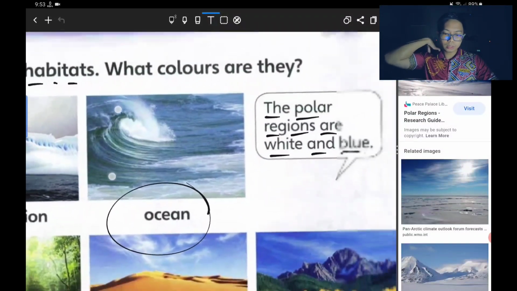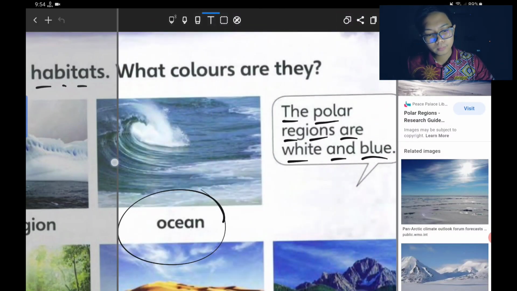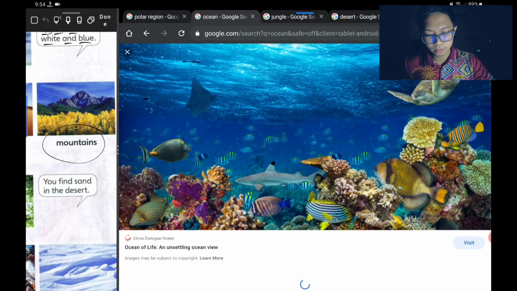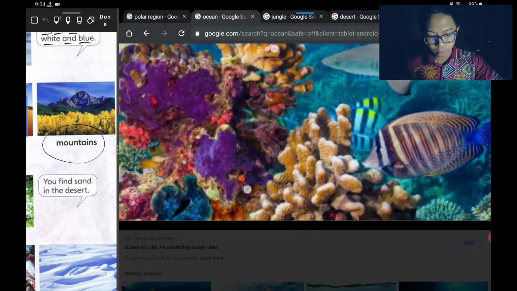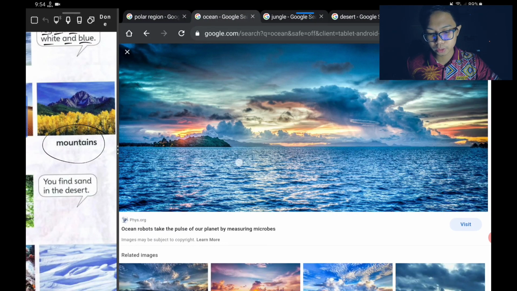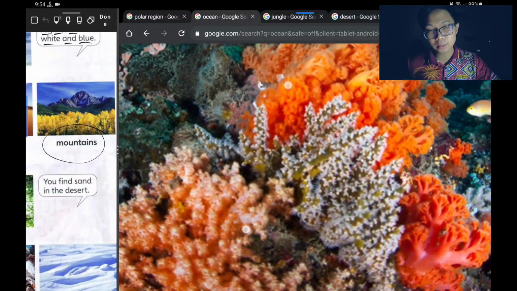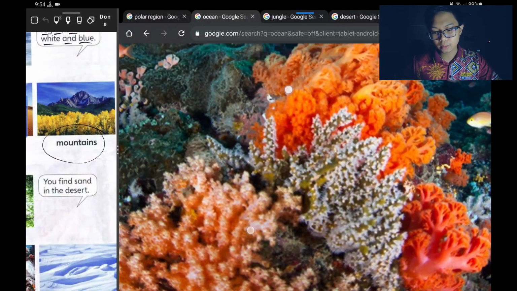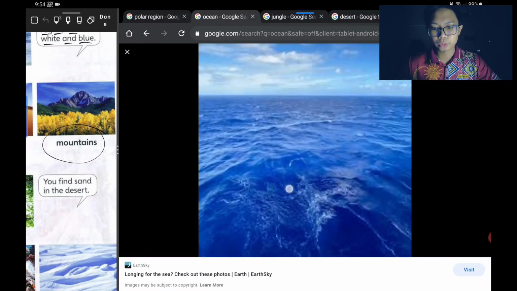So the ocean is, what color is this? Blue? White? So let's have a look. In the ocean, I can tell that we can see more of the blue color and lots of coral. Tengok nih batu karangnya. Bluish. Okay, bluish ocean. More corals. Cantik. This is the habitats for the small fish. Okay, habitat tempat tinggal ikan-ikan kecil. Ocean.